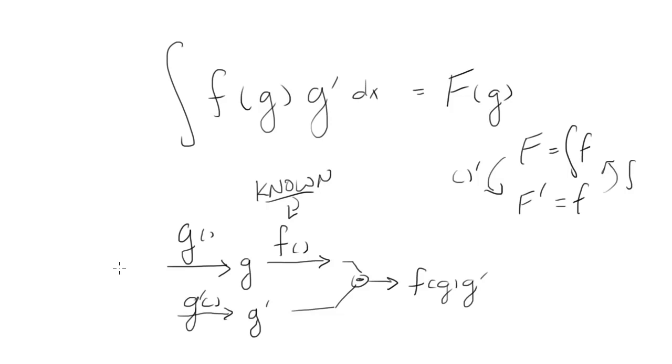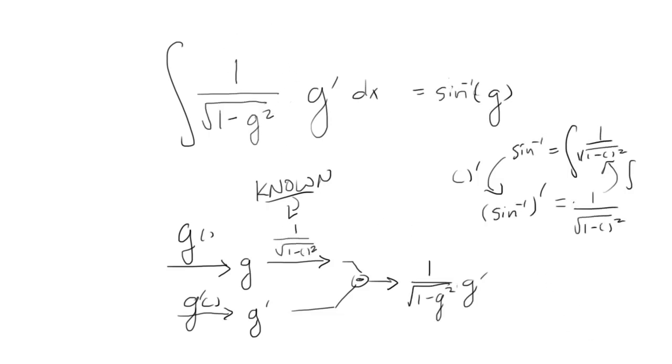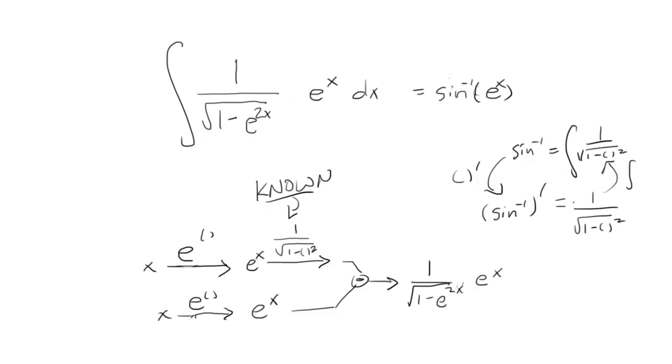Let's do an example to illustrate. Inverse sine. 1 over square root of 1 minus the square is not a function, but it's a known function. I know its antiderivative is inverse sine. Then for g, just something. How about the exponential? So this would be the breakdown.